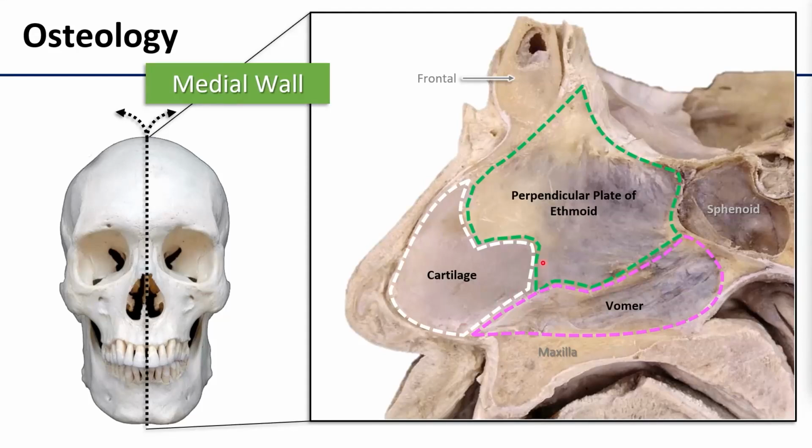Posteriorly then, we have the bony part of the medial wall here. Superiorly, this is made up of the perpendicular plate of the ethmoid bone. Okay, so this large section superiorly, and then inferiorly, we have a separate bone called the vomer.